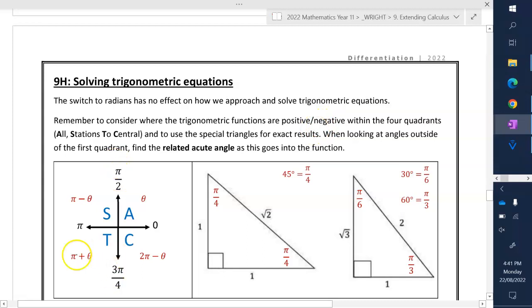So like we did before, we're going to be writing up our All Stations to Central. The All, remembering, is all trig functions are positive. The S, station, means only sine is positive. The T, only tan is positive. And the C, only cos is positive. But remembering that they're all positive in that first quadrant. When looking at angles outside of the first quadrant, find the related acute angle, and this goes into our function.